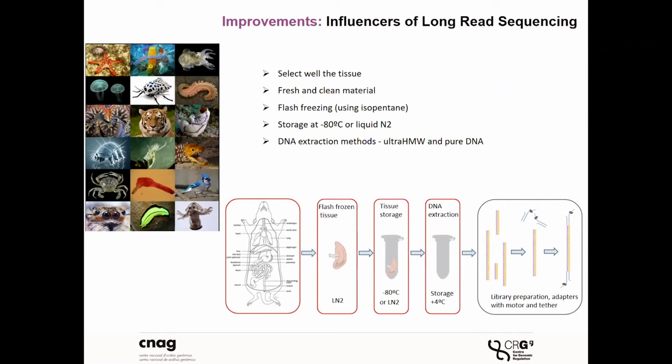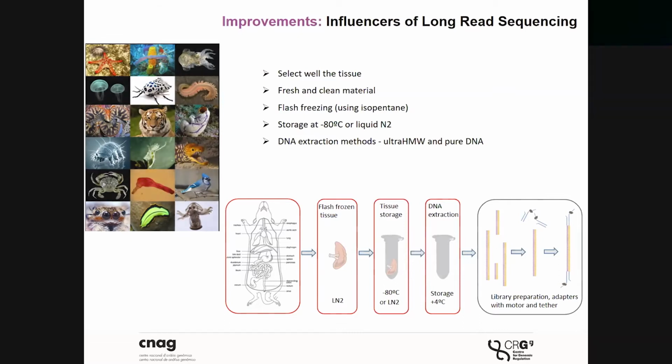The best way, if you can, is to flash freeze in liquid nitrogen using isopentane. That is, of course, very easy in the laboratory, much more difficult in the field. And store the organ or the tissue in -80 or in liquid nitrogen. Do not let the sample be exposed to fluctuating temperature. Already at -50, the DNA gets brittle, the crystals start to appear.